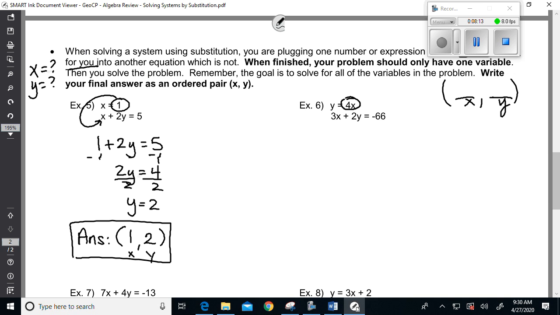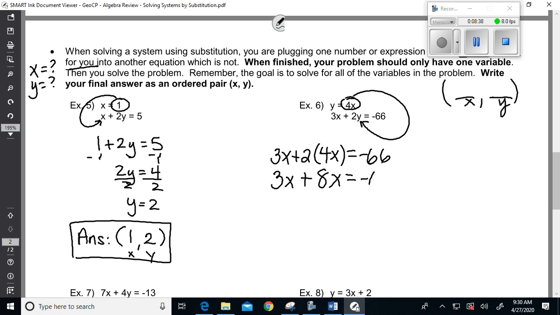Take 4x, plug it in for y. So that gives you 3x plus 2 times 4x equals negative 66. So now we solve it down. 3x plus 8x equals negative 66. Combine like terms, 3 plus 8 is 11. Divide by 11, x equals negative 6.